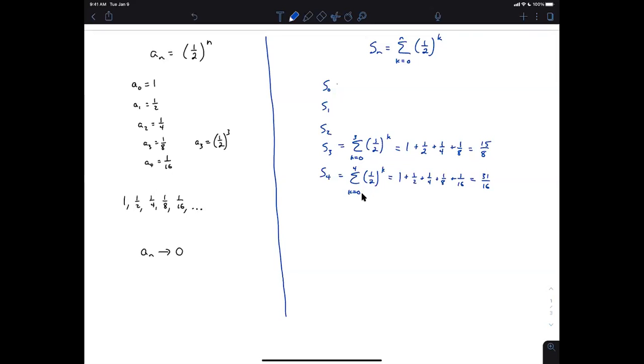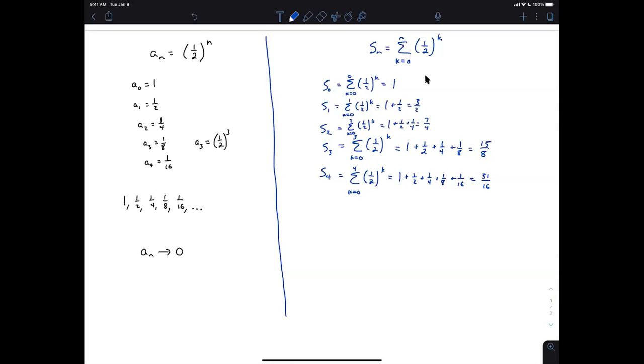Okay, so S0 is the sum from k equals 0 to 0 of 1/2 to the k. That means you just plug in 0 and stop. There's nothing to add. So you plug in 0 and you get 1 and then you're done. And then this is the sum from k equals 0 to 1 of 1/2 to the k. That's 1 plus 1/2, which is 3/2. And then the sum from k equals 0 to 2 of 1/2 to the k. That's 1 plus 1/2 plus 1/4, which is 7/4 if you get a common denominator.